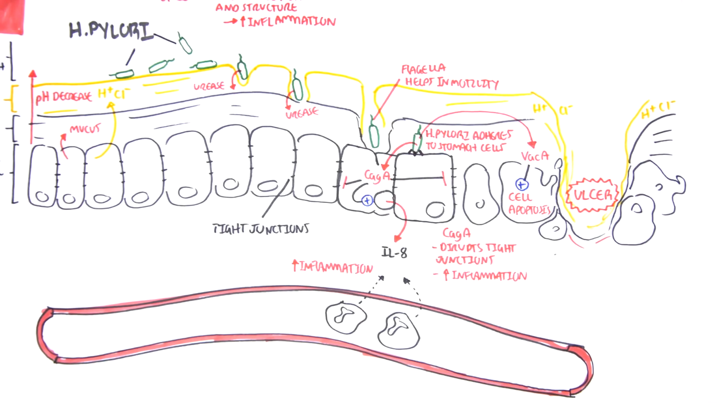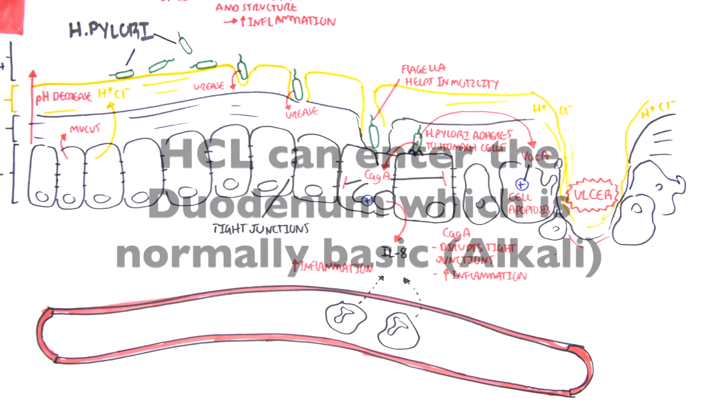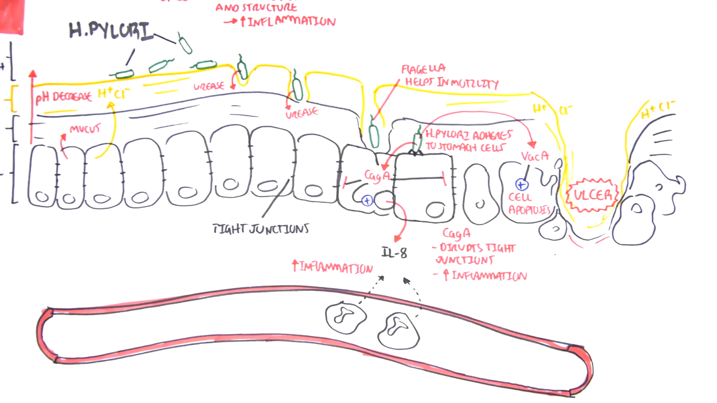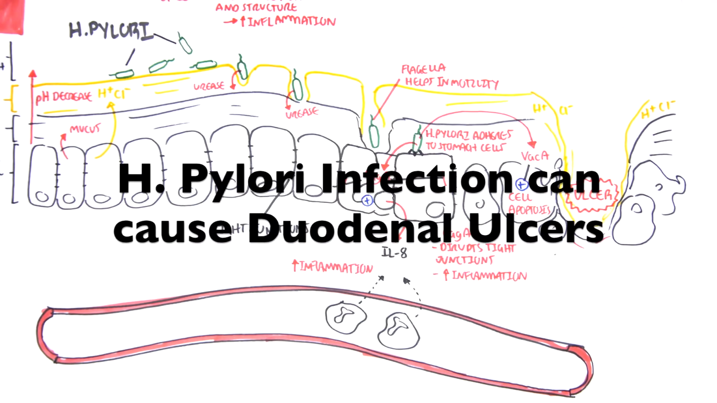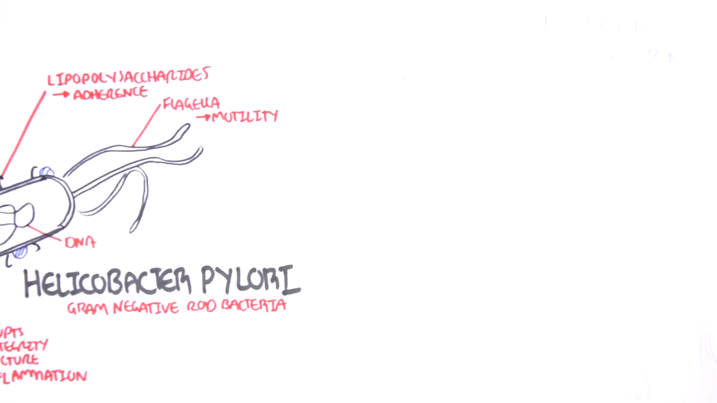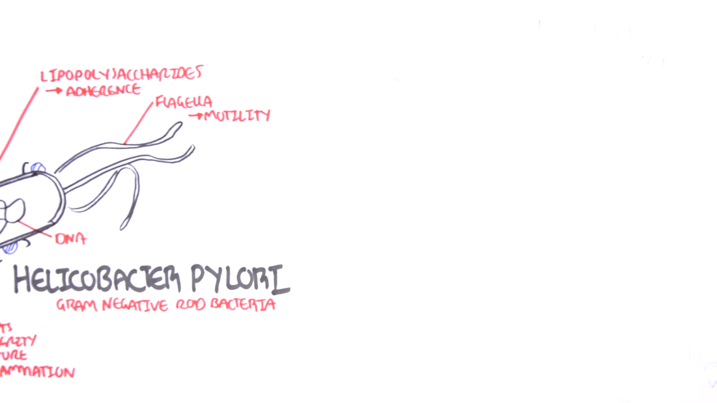And with so much hydrochloric acid being produced by the stomach, the hydrochloric acid can actually enter the duodenum, which is normally basic. And so this H. pylori infection can result in a duodenal ulcer as well. I hope this makes sense.